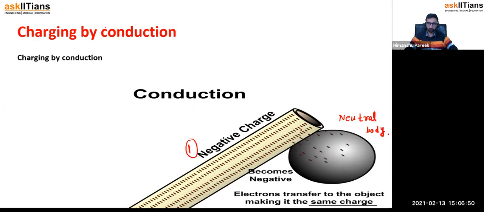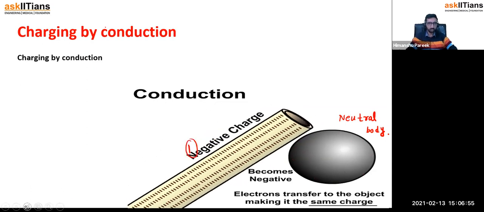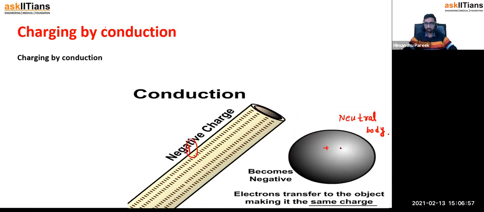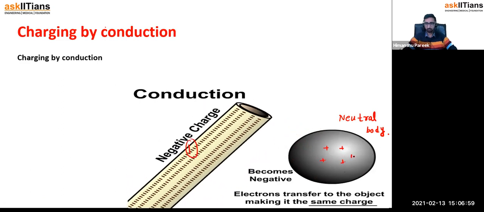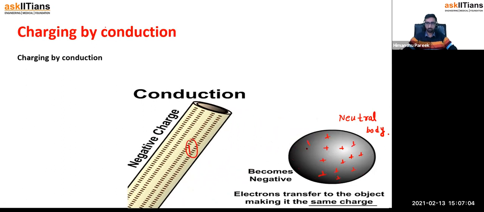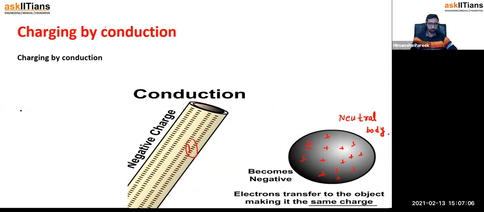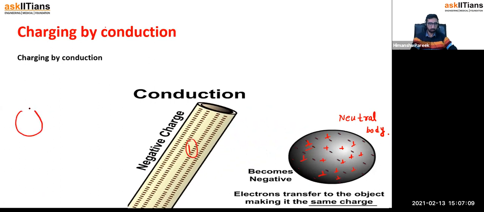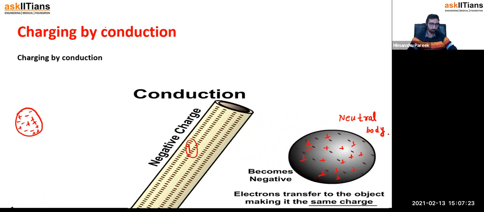This is a neutral body. All right. So if it is a neutral body, then what does it mean? It will be having positive as well as negative charges. So basically, let me draw this separately here. That's a neutral body. So positive, negative, positive, negative, positive, negative, like this. So equal distribution of positive and negative charge, right? That's why we call it neutral body.